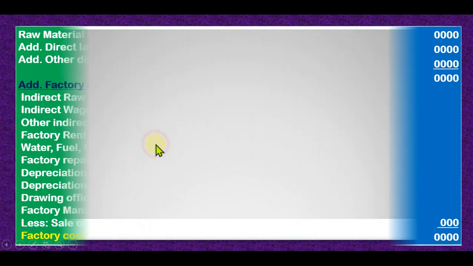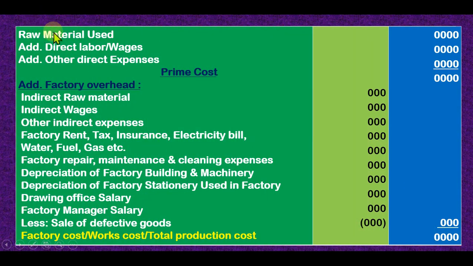Dear student, now next, raw material used. From the last slide we found raw material used. So at first you will write the raw material used, and with that we have to add direct labor or wages. Direct labor or wages means the labor who is working to process the product to make it a finished product. They are the direct labor. That means the labor who are directly related with production, and their wages will be the next element of cost. So here raw material used, then we have to add direct labor, then we have to add other direct expenses, and it will be prime cost.